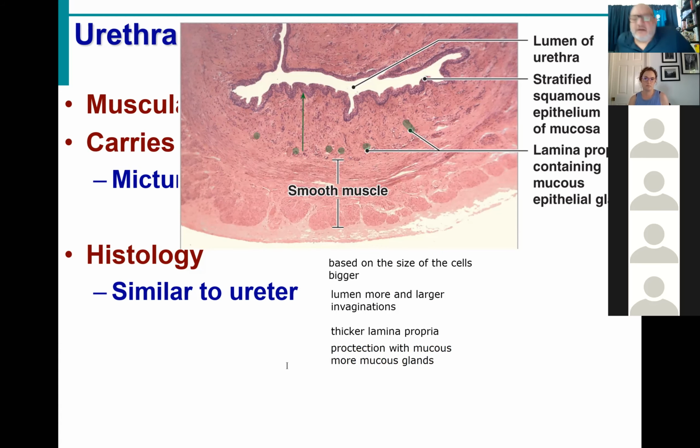All right, so again, all of these are ways that we can hopefully fairly easily distinguish the urethra from the ureter. Size is a big one, but size can also be subjective. So we need to focus on other contents. And really, it's the lamina propria and those invaginations of the lumen that make it easy to distinguish. And obviously notice that there is a much larger smooth muscle layer as well.